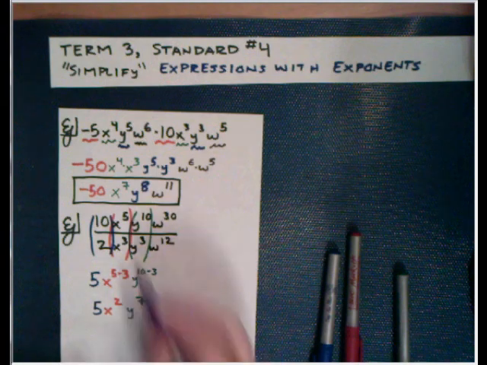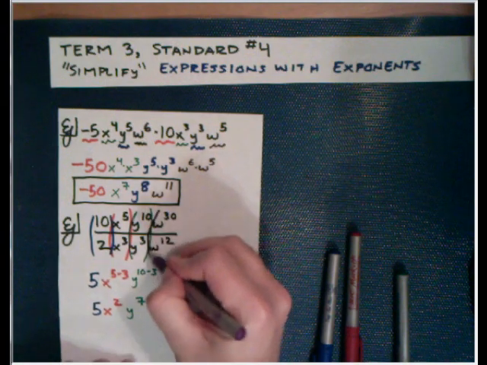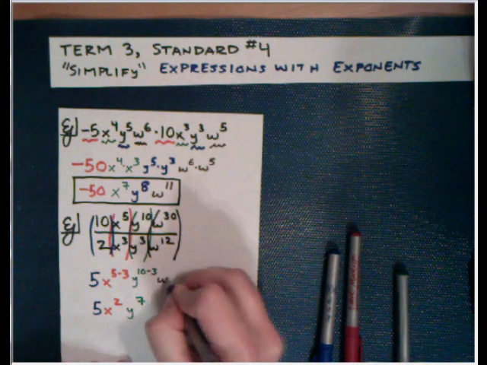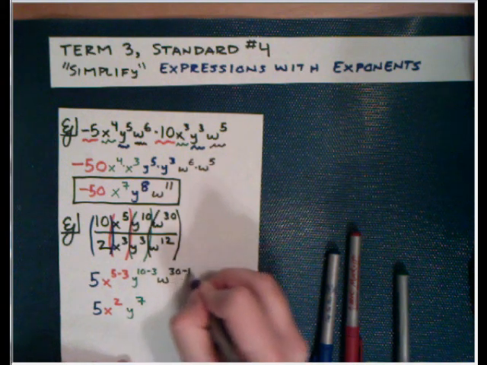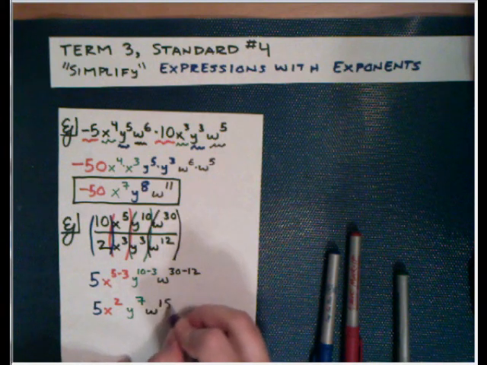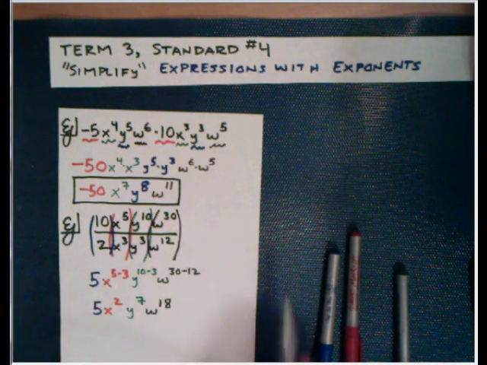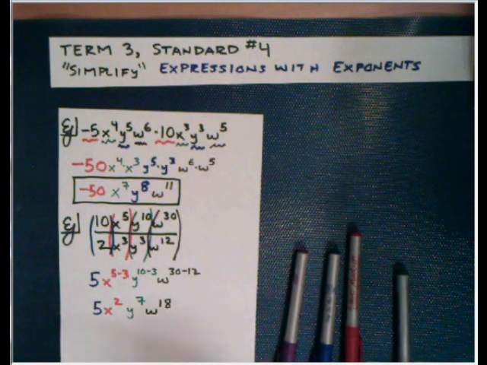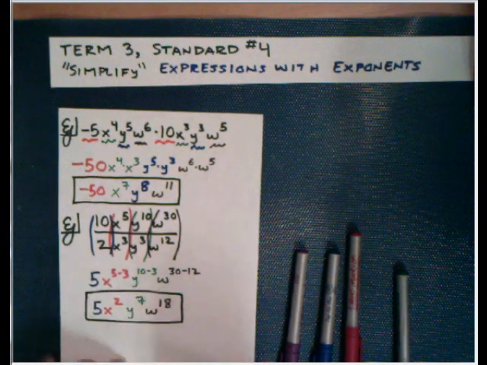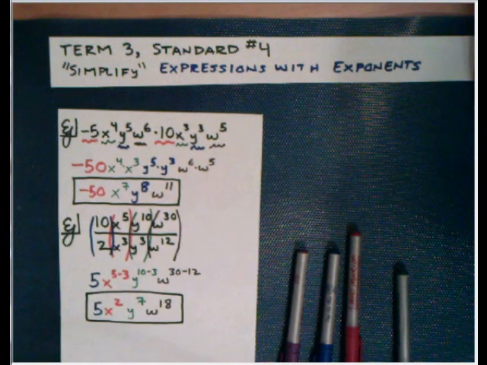And again, these are small enough that you could probably write them out. When you get to w to the 30th, you don't want to write all those out to really check it. So we're going to use this shortcut, w to the 30 minus 12. 30 minus 12 is going to be 18. So w to the 18. And there you have it. Looks like our final answer is going to be 5x squared, y to the 7th, w to the 18th.